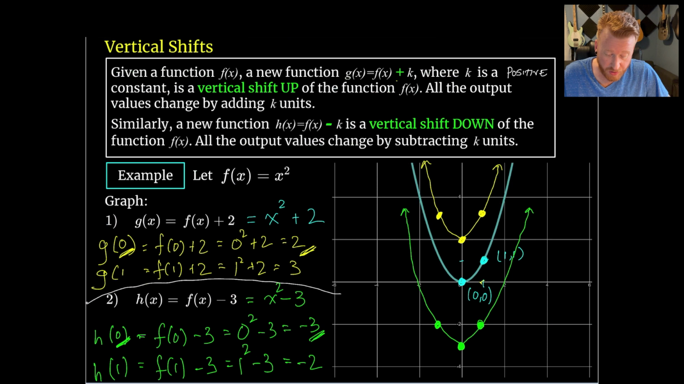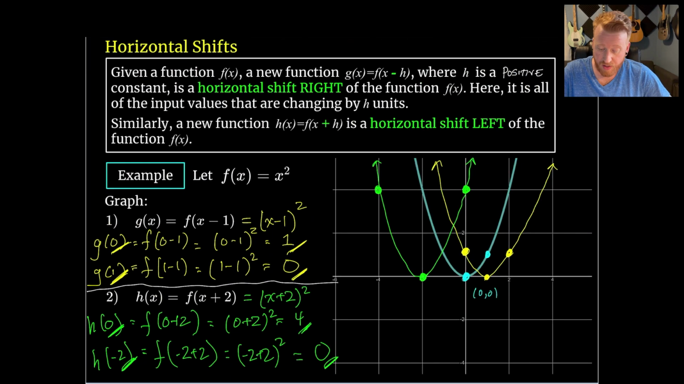So just to recap the shifts here, if you're adding some value to the output of the original function, that's going to shift it up. If you are subtracting some value from the output of the function, that will shift it down. If you are subtracting some value from the input before applying the function, that's going to be a shift to the right. And if you are adding some value to the input before applying the function, that'll be a shift to the left.